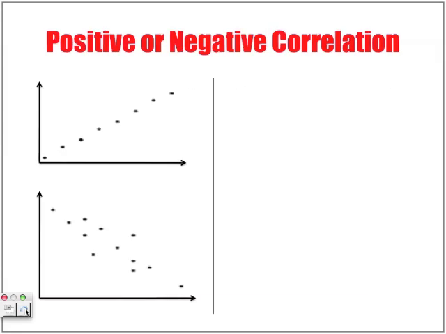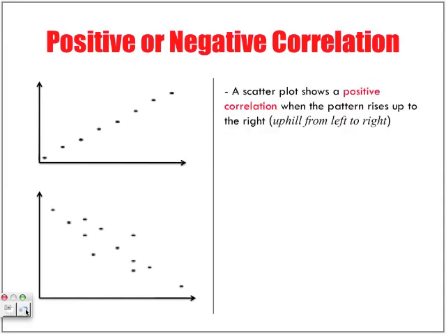So, let's look at what positive and negative correlation look like. A scatter plot shows a positive correlation when the pattern rises up to the right, which is uphill from left to right. So, here we have our line of best fit from our points, and they go as such. We don't connect the points, never connect the points. It's not a connect the dots. We're drawing a line of best fit.